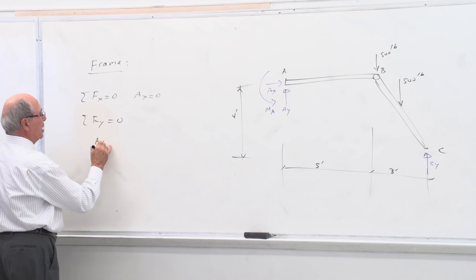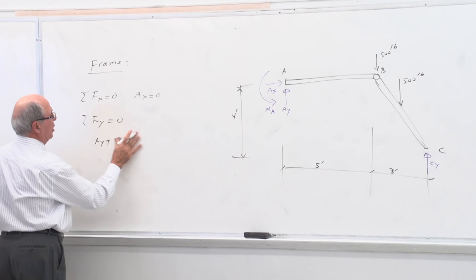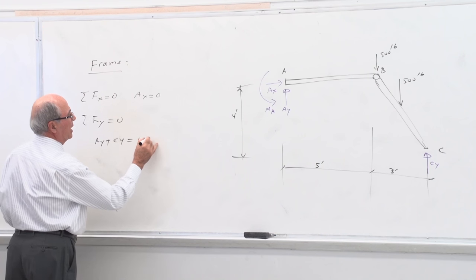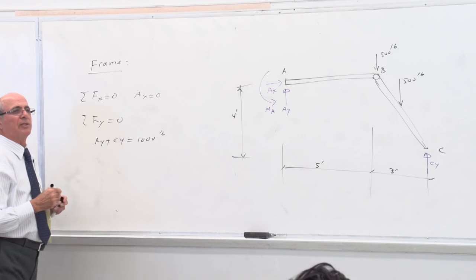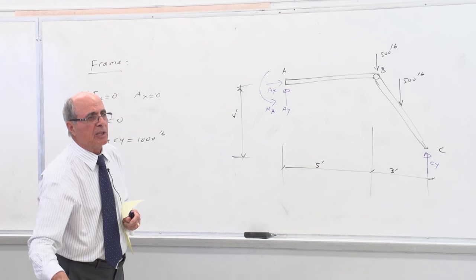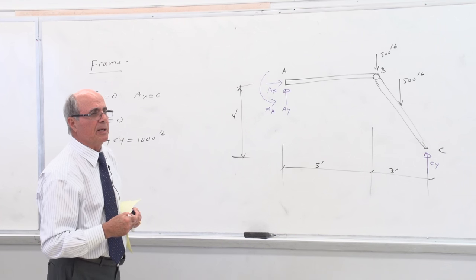That means Ay plus Cy must be equal to 1,000 pounds. Is that correct or not? Yes? What's the next equation? The next equation, where do you want to take the moment about?